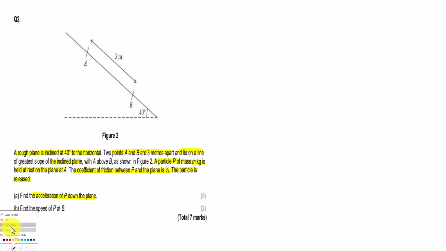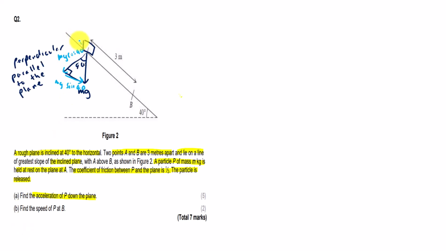So let's start off with there's friction. Remember, we've got a friction force here, and we've got a normal reaction because there's a weight on the plane. What things are we going to need to use? F equals ma, and F max equals mu R. So we know F max, the maximum friction, is going to be 1/2 R. What else could we do? Well, we know R equals mg cos 40.